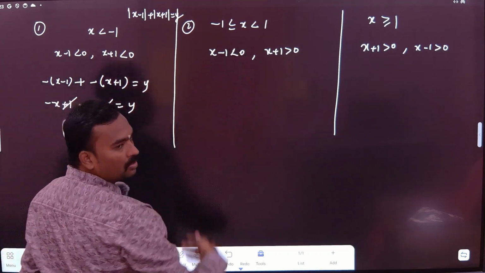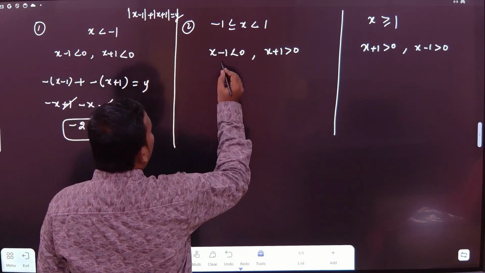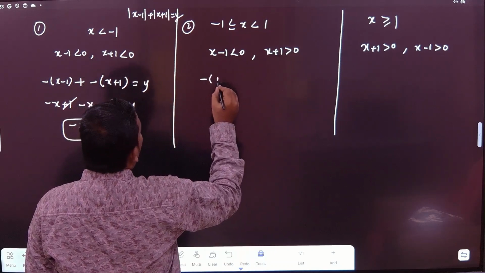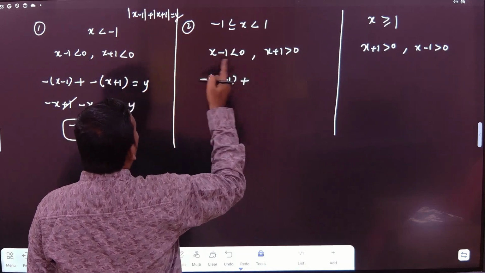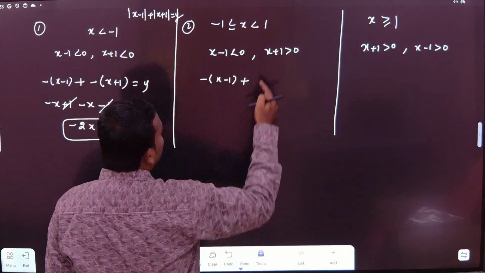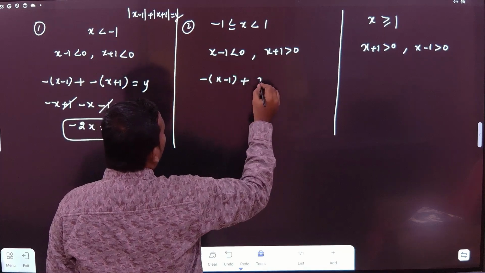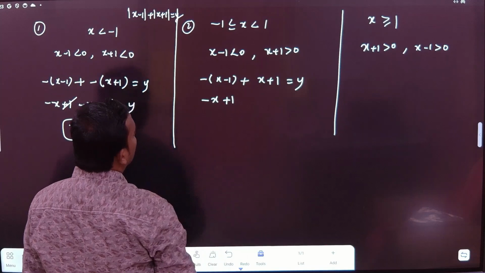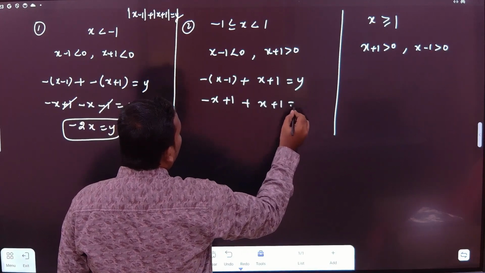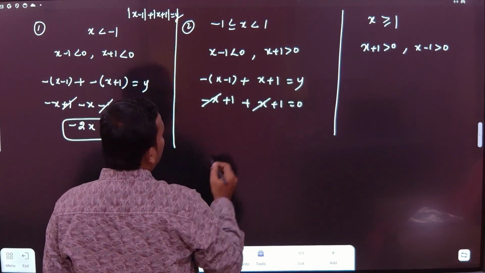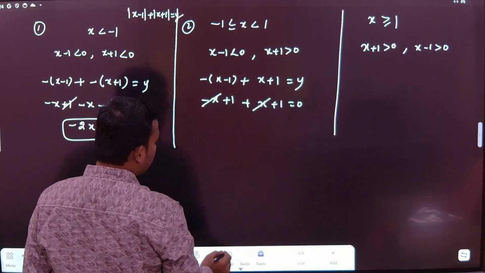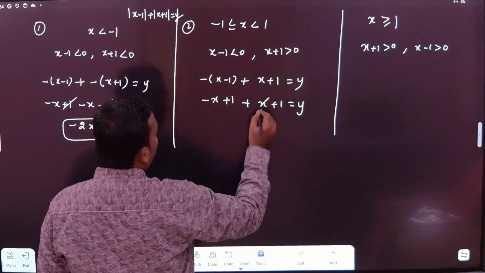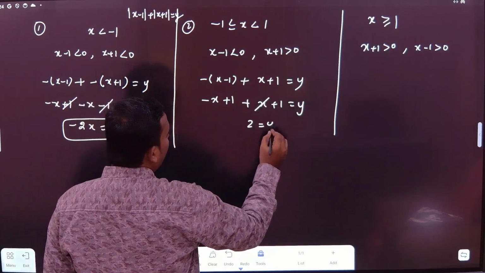Let's see the interval minus 1 to 1. Here x minus 1 is negative and x plus 1 is positive. Therefore minus of x minus 1 plus mod x plus 1, where x plus 1 is greater than 0 so mod x plus 1 is x plus 1, equals y. So minus x plus 1 plus x plus 1: minus x and plus x cancel, and 2 is equal to y.